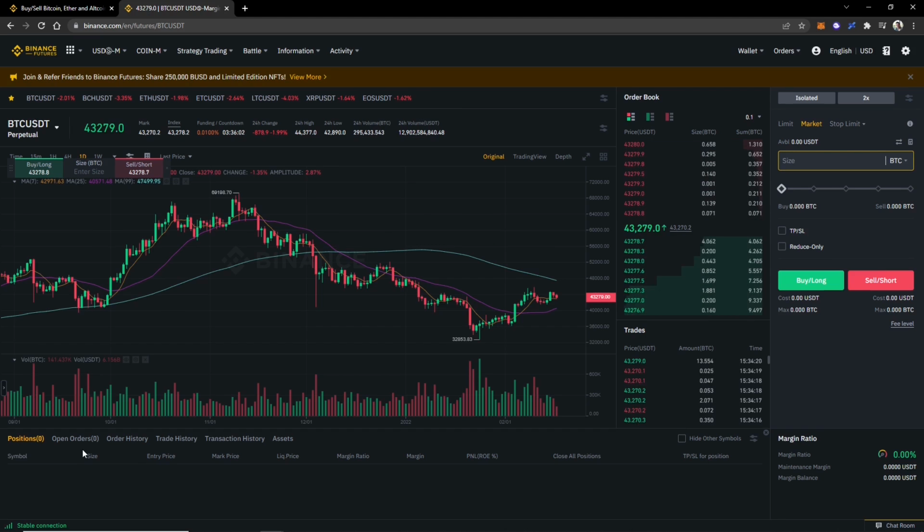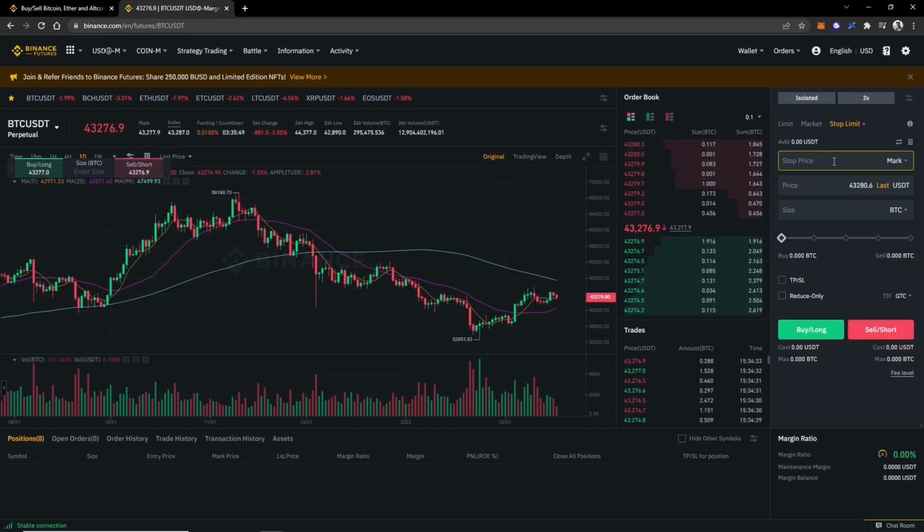Let's come to our last order type, which is stop limit. As you can understand from the title itself, stop limit is the order type which is needed for stopping our losses. Let's say I bought a long contract right here and I'm thinking that Bitcoin's price will go higher in the future. But the future may not bring what I'm thinking right now. Like there could be bad news or something which will cause Bitcoin's price to go lower.